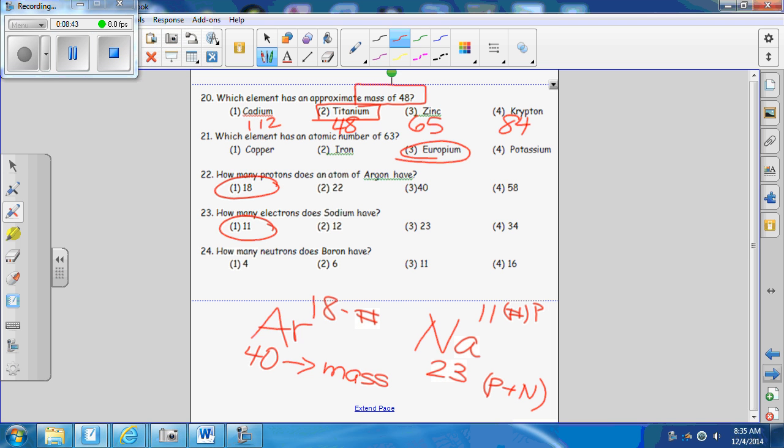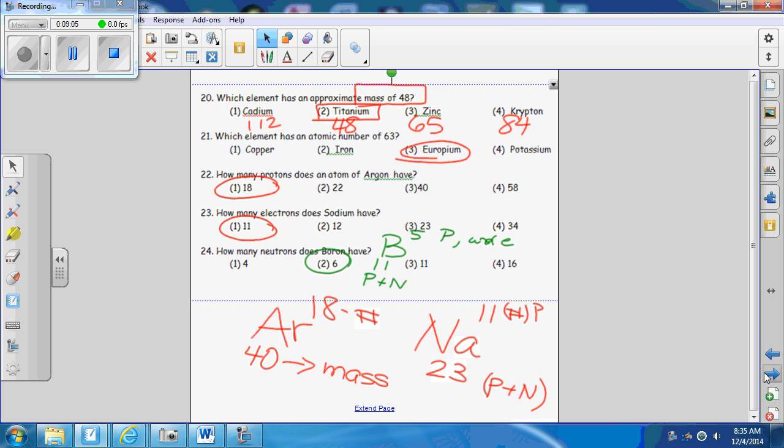How many neutrons does boron have? Boron has an atomic number of 5, an atomic mass of 11. So the 11 means protons plus neutrons, and the 5 means protons, and it also means electrons if it's neutral. So how many neutrons does it have? You have to subtract these two numbers, so you get 6.